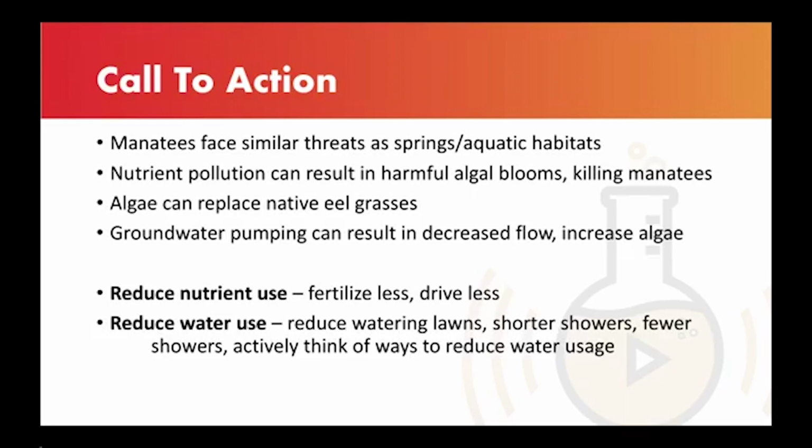into the aquatic environments. And some ways to reduce water use include things such as reducing watering lawns, taking shorter showers, taking fewer showers, and actively thinking of ways to reduce water use throughout your life. A common thing people talk about is brushing your teeth with the water on. I don't know why you need water running while you're brushing your teeth, so things like that. And just actively think of ways in your everyday life. I'm sure you can think of things, maybe measuring out just the proper amount of water when you're cooking, not overfilling your pots and pans, stuff like that.